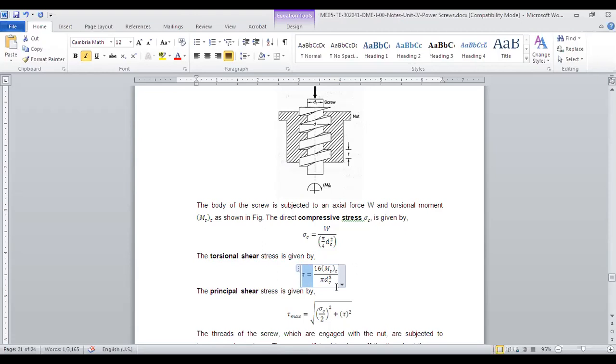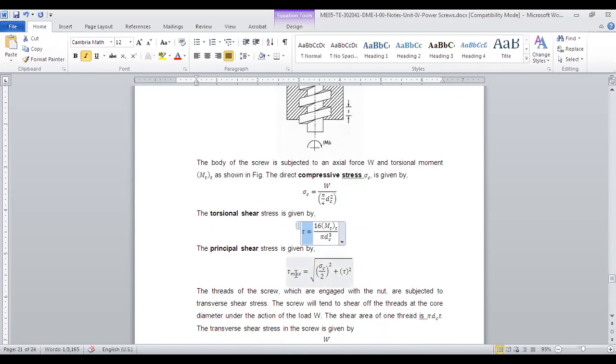Now, since there are two forces, one is the compressive force and one is the shear force. So that means compressive stress and shear stress. Because of the torque, you have shear stress, and because of the compressive force, we have compressive stress. But since there are two different stresses, we have to use the principal stress. So the maximum shear tau max will be the root of (sigma c by 2) square plus tau square. So this is how you will calculate maximum shear.